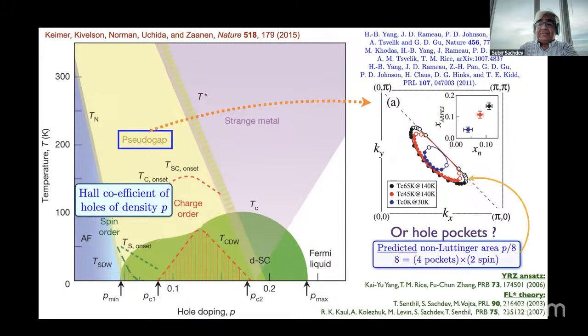In fact, there were various theoretical proposals for such pockets. There was the famous YRZ ansatz, and then our work that I will say much more about, where the claim was that this pocket should have area p over 8, although it's not seen completely, but that's what we said it should have. And the factor of 8 comes from the fact now there is no antiferromagnetic Brillouin zone, contrary to this picture. And now there are truly 4 pockets and 2 for spin. So that gives you an area of this banana-shaped pocket, which is half the other pocket, of p over 8.